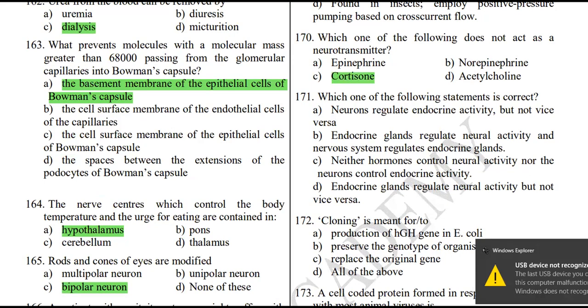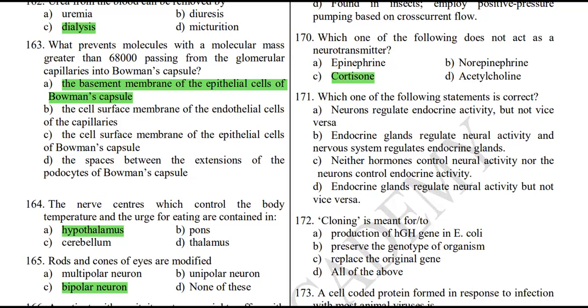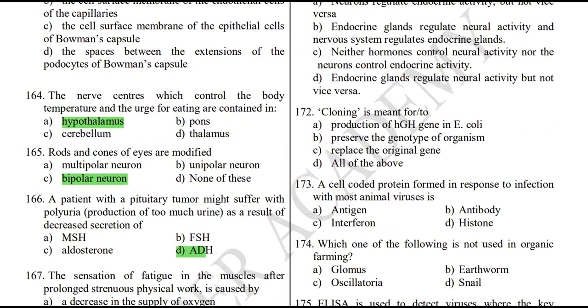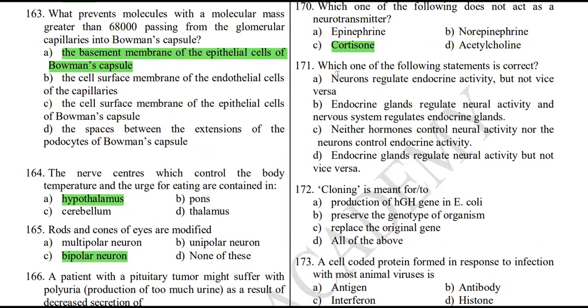Right? Yes. So which of the following statements is correct? Neurons are the ones which control the endocrine system, not the endocrines which control neurons. So the answer is going to be option A.